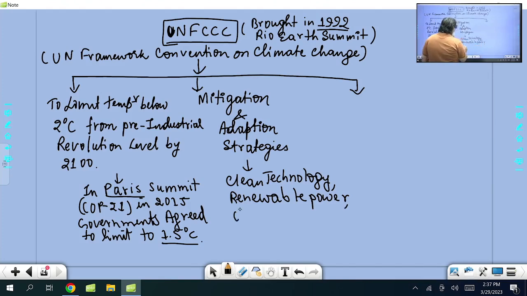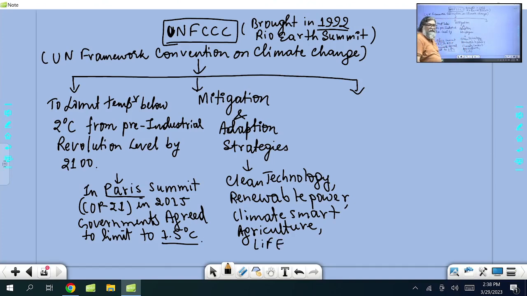Then again, climate smart agriculture, that we have to have agriculture adapted to all such impacts of global warming. Another thing: the Indian government has brought Life, Lifestyle for Environment, changes in lifestyle. So all these adaptation and mitigation measures at the global level, in energy, agriculture, transport and businesses, have to move.